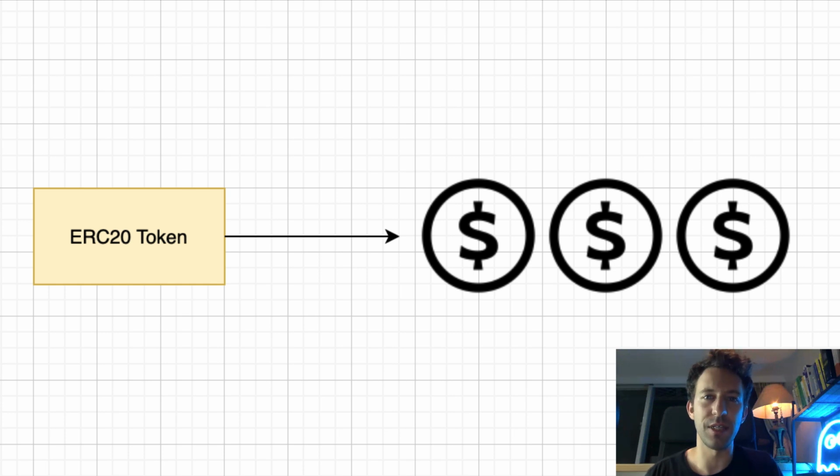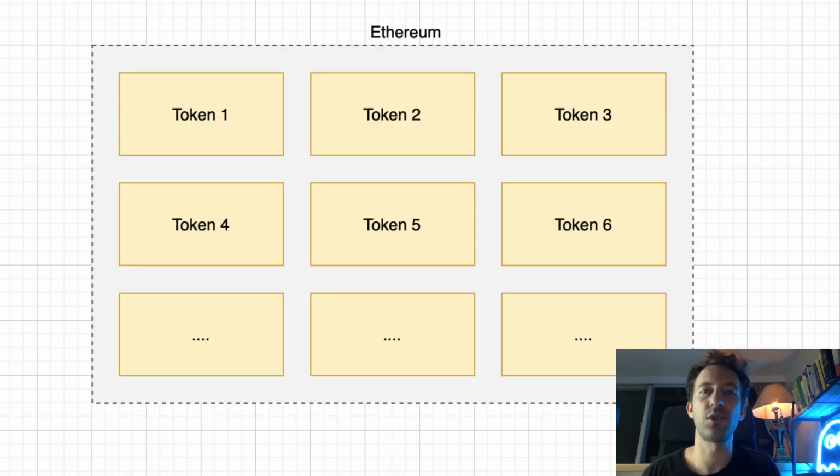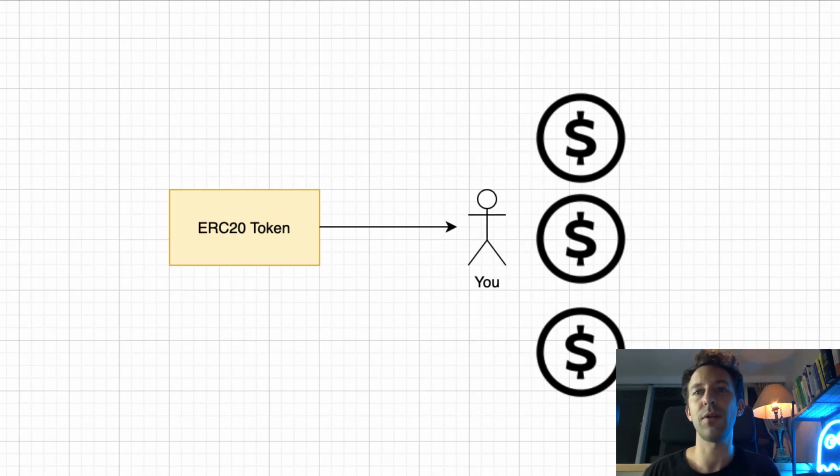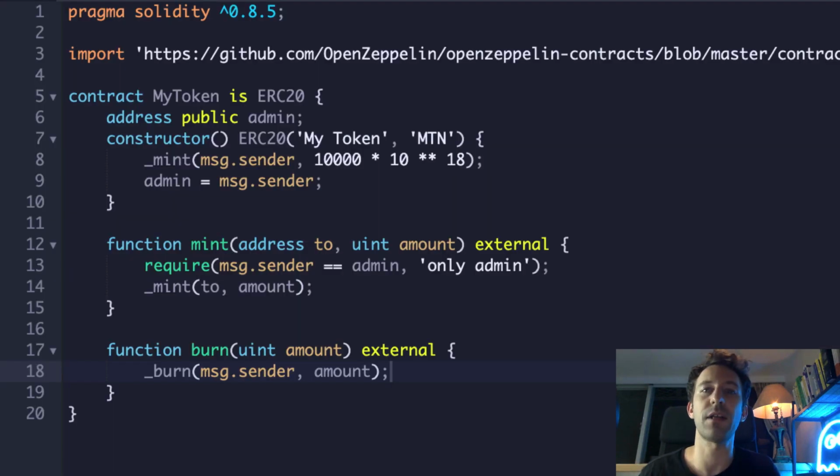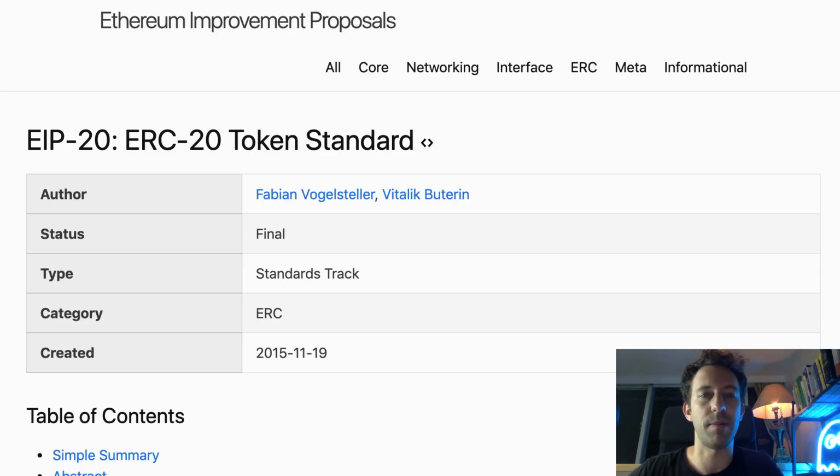An ERC20 token is a virtual currency that lives on the Ethereum blockchain. Contrary to the native coin of Ethereum, Ether, anybody can create his or her own ERC20 token. When you create your token, you can allocate as many units to yourself. Each token lives in its own smart contract. If you never heard of smart contracts, these are the small programs that run on the Ethereum blockchain.